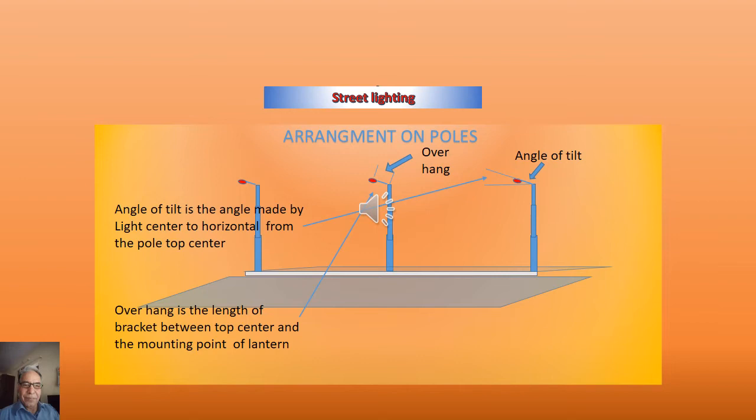Angle of tilt is the angle made by the light center to the horizontal from the pole top center. And overhang is the length of the bracket between the top center and the mounting point of the lantern.